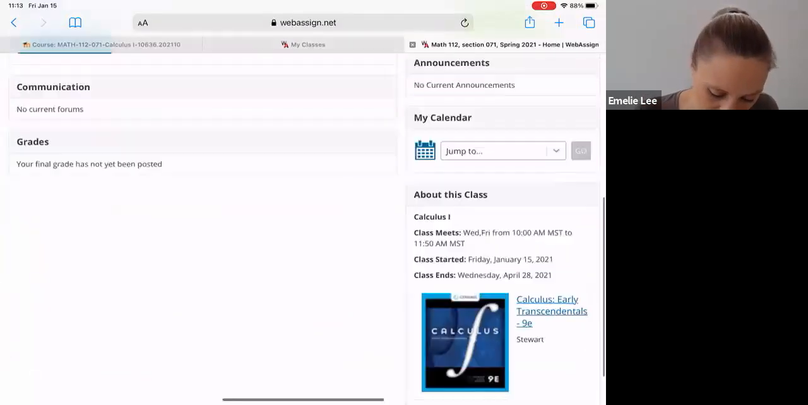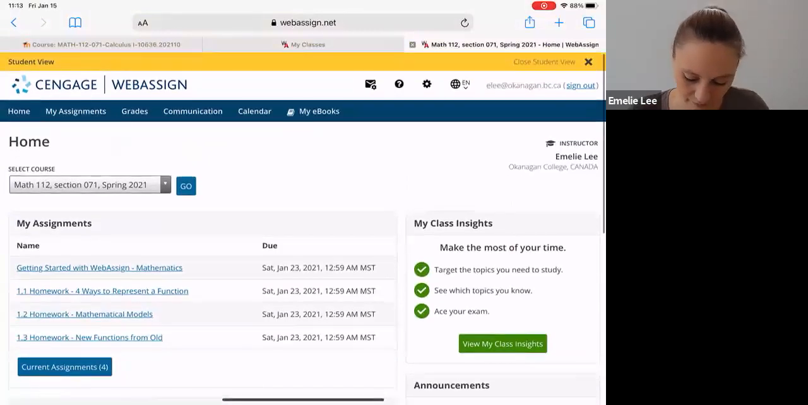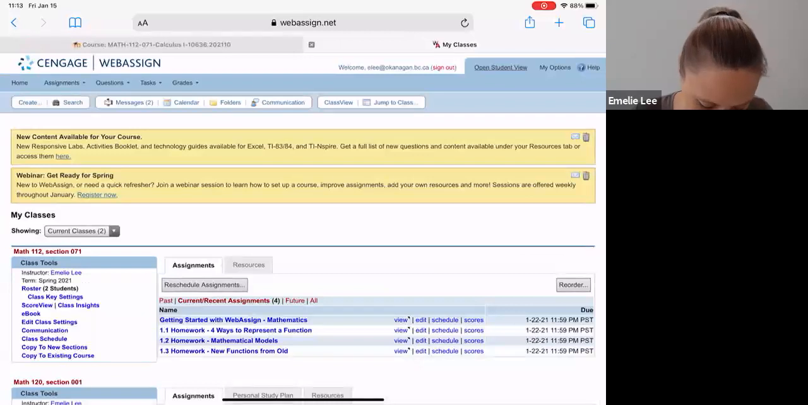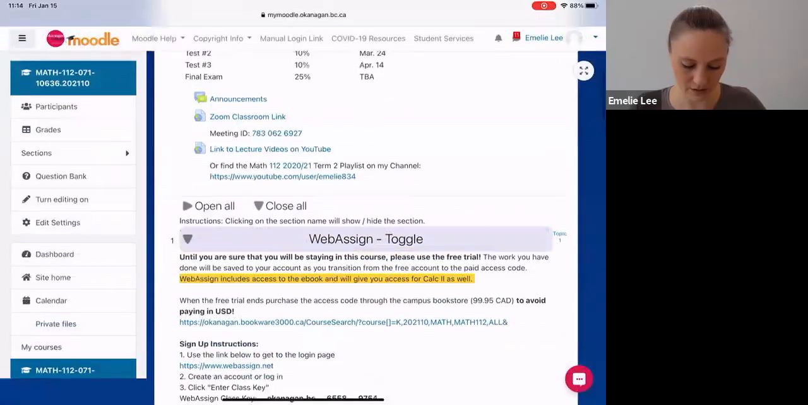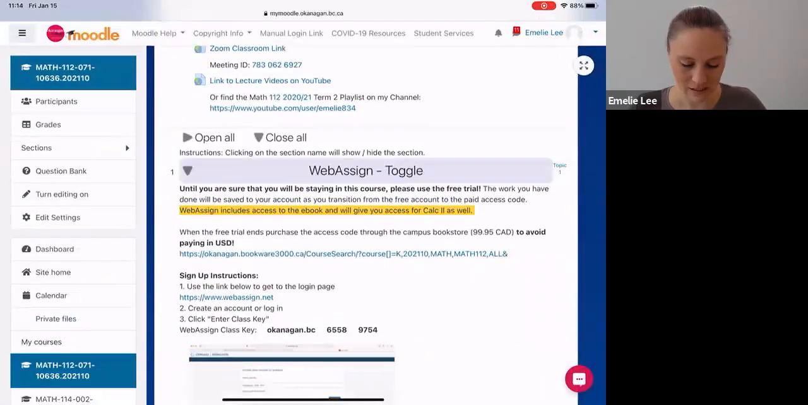All right. So there's your Webassign. Close student view, great. Okay. So make sure that you are able to sign in and get into the course. And like I said, depending on how far we get this week, I might bump the assignments a little bit, at least for 1.3. I don't think we'll get there today, but that's okay.